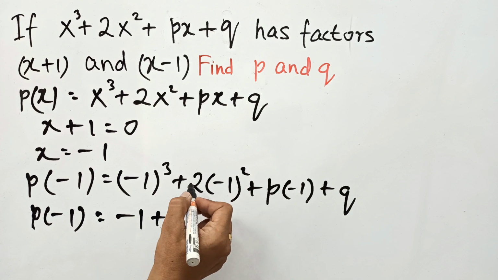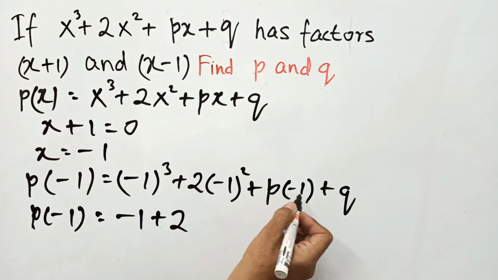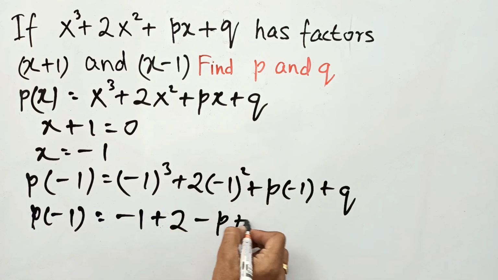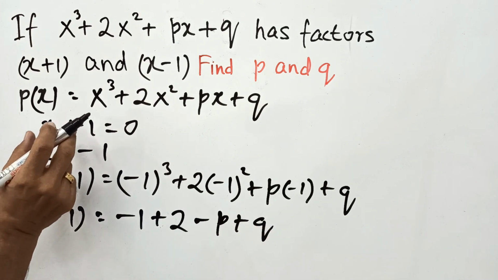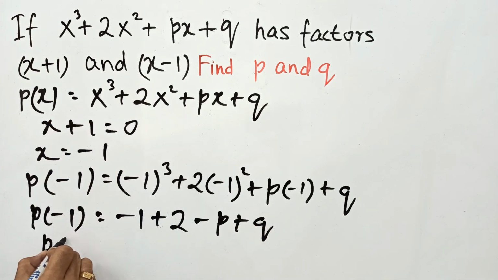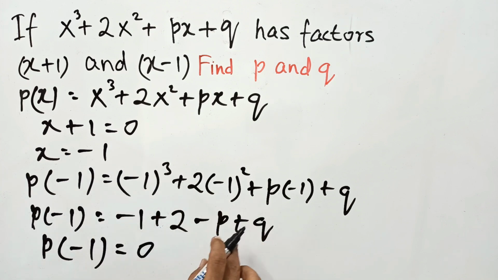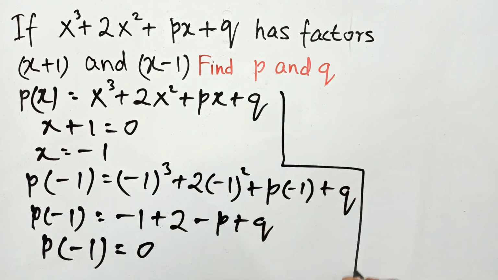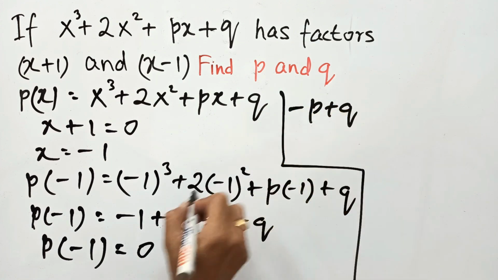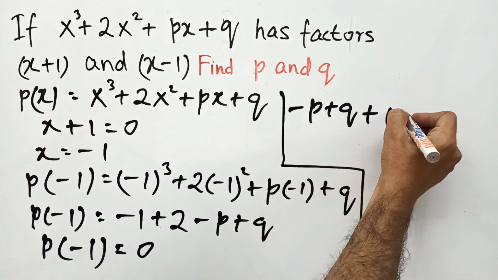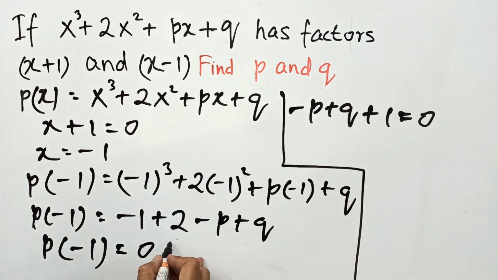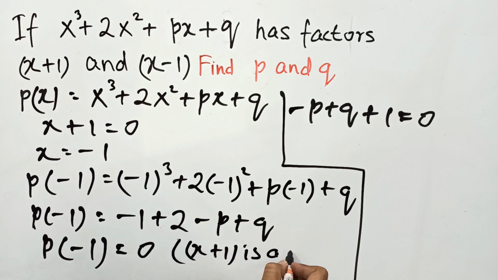Minus 1 square plus 1. So 2 into 1 plus 2. P into minus 1, minus p plus q. Since x plus 1 is a factor, so p of minus 1 should be 0. So we'll put the whole expression equal to 0. 2 minus 1 plus 1 is equal to 0. We can mention here the reason: since x plus 1 is a factor, that's why p of minus 1 is equal to 0.